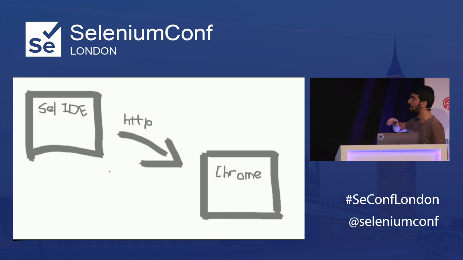As you can see, Selenium IDE is right there on the top left corner. And then we have Chrome. And they're talking over HTTP. That's the gist of it. So either they talk over HTTP through the WebDriver protocol, which is what we're going to use for playback, or they're going to talk over HTTP for the recording. So the recording is obviously something that we can't omit.